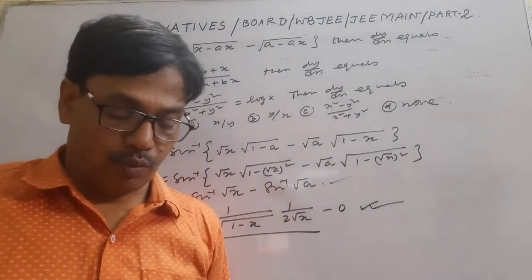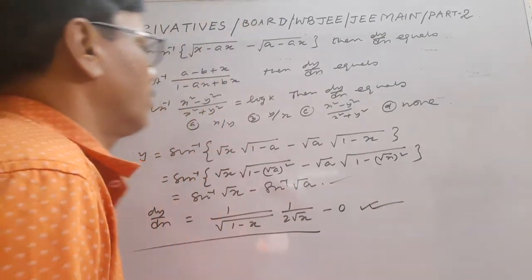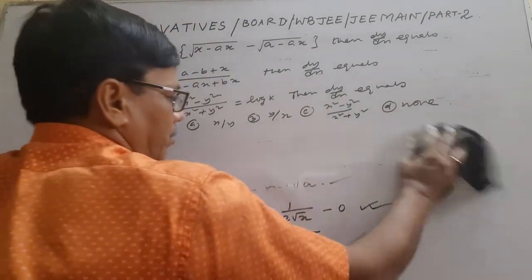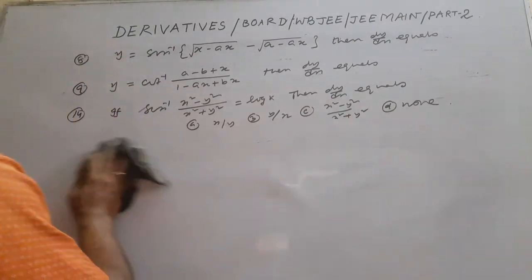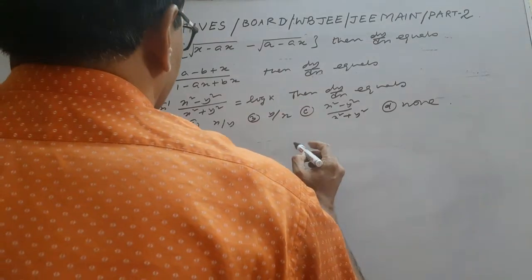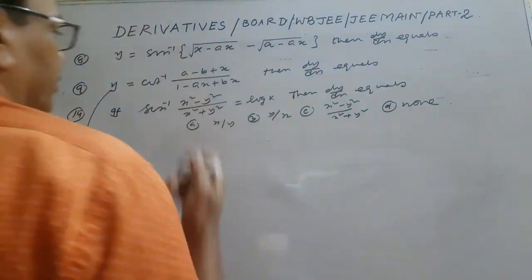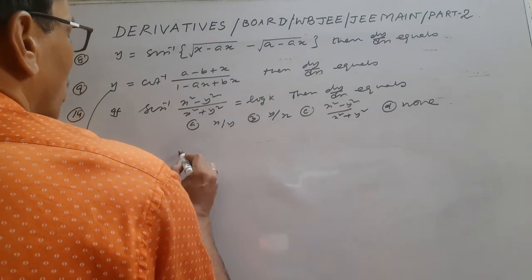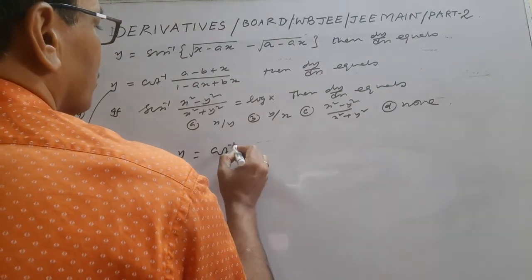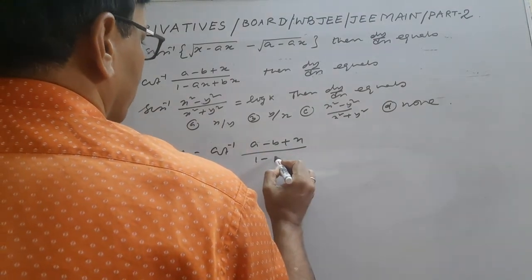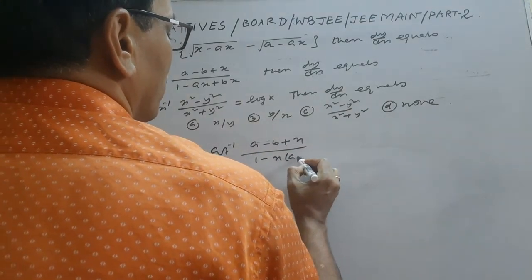So for solving problems of inverse circular functions, we must simplify at the beginning if possible. Next, second one, exactly the same type of problem, 14. So y equals cot inverse of a minus b plus x by 1 minus x into a minus.